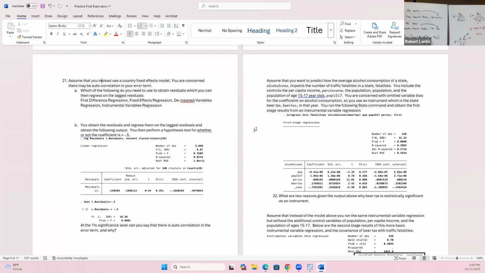Any questions on that idea before we keep going? Okay with that? Yeah. Could you go over a little bit on how d-meaned variable regressions control for omitted variables?